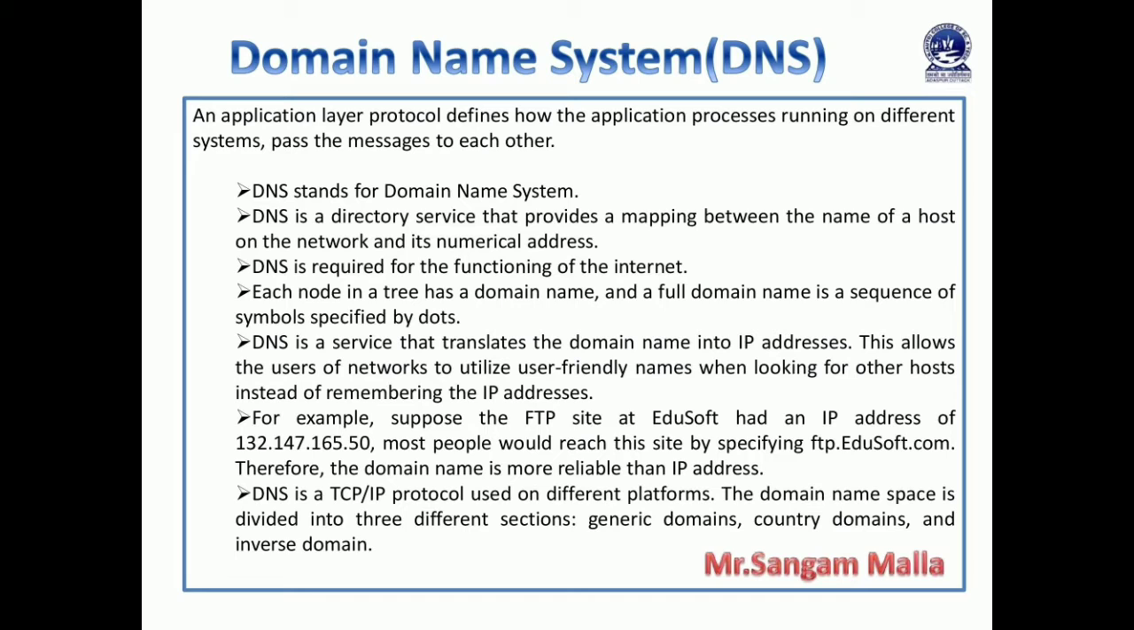The third point is DNS is required for the functioning of the internet. That means the internet functioning is carried out by the DNS, which uses different protocols in order to make the internet function properly. Each node in a tree has a domain name, and a full domain name is a sequence of symbols specified by dots. So every node in a tree inside the DNS has a domain name, and the full domain name is just a sequence of symbols which are specified by dots.